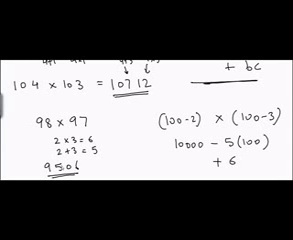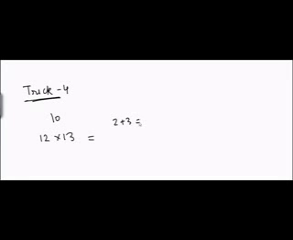Trick number 4 also originates from trick number 3, but here we are using 10 instead of 100. So again, if I multiply 12 and 13, then in this case it will be 2 plus 3 is equal to 5, and 2 into 3 is equal to 6. So I'll say 156. That is my answer. Here I'm not adding the 0 because 10 has only one 0 in it. Before, when I was multiplying by 100, I was adding a 0.